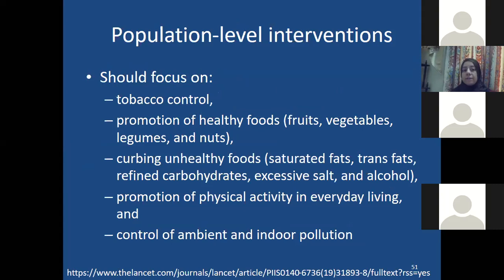Now, population level strategies, where the whole population is taken into account for the prevention of CHDs. This is only if you have the available resources. So it should focus on tobacco control, promotion of healthy foods, fruits, vegetables, legumes, and nuts, curbing unhealthy foods, saturated fats, trans fats, refined carbohydrates, excessive salt, and alcohol, promotion of physical activity in everyday living, and the control of ambient and indoor air pollution, known as an important risk factor of developing CHDs.